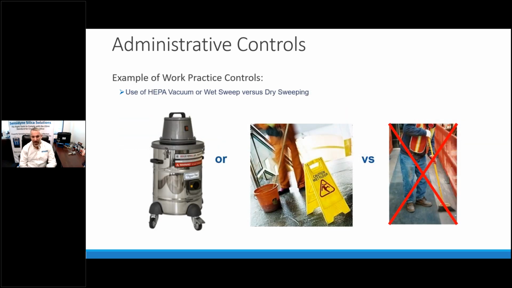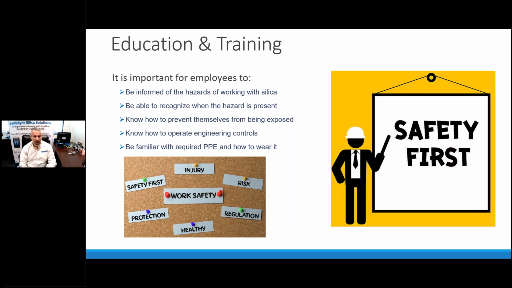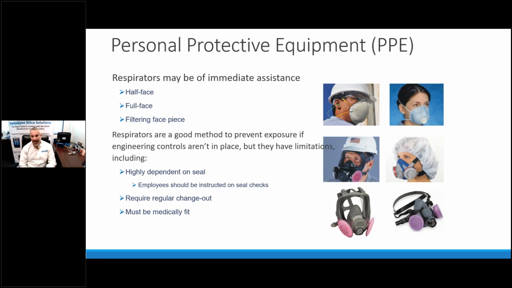So I talked about some administrative controls, either using vacuums or wet methods as opposed to dry sweeping. Education and training is always a part of your written exposure control plans, making sure that people are familiar with the hazards, how to protect themselves from the hazards, know what engineering controls are available to them, how to use them, and be familiar with that PPE and how to properly wear it. Again, there's many different types of respirators out there.